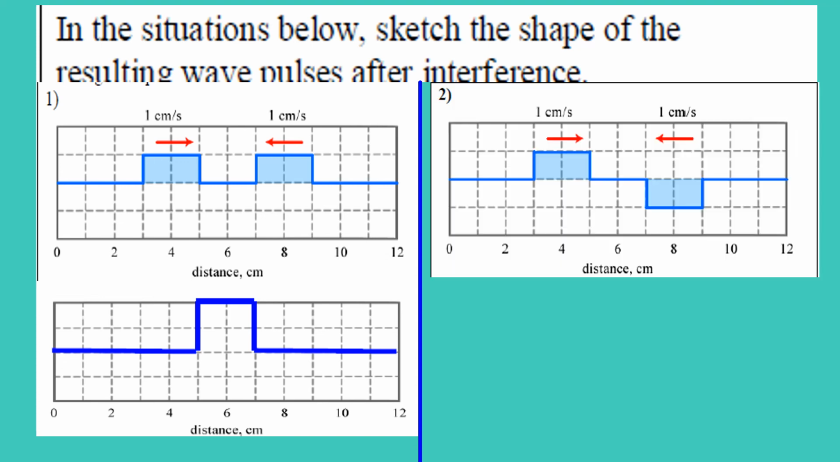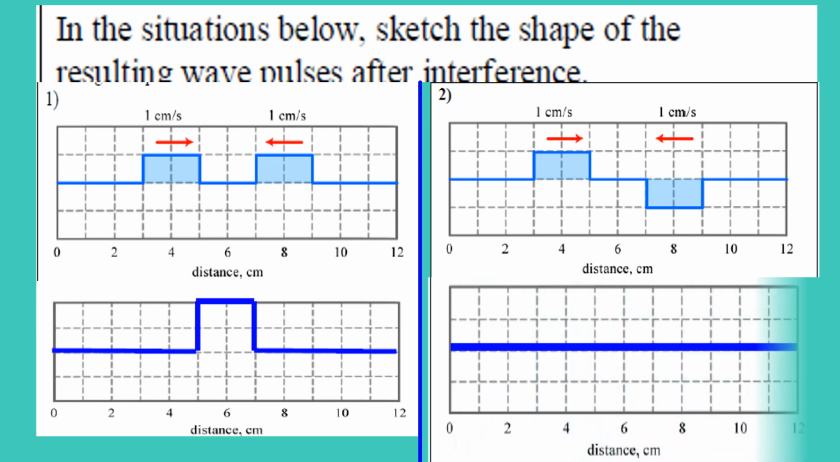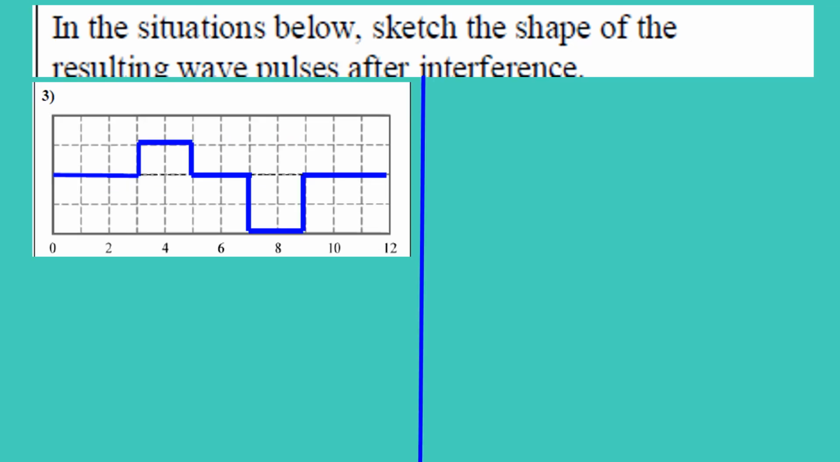Second example, we have one wave which is 1 centimeter per second meets with another wave which is out of phase of the first wave. So expectedly, when they meet, these two waves will just cancel each other. In the next two examples, can you explain what will happen to the resulting wave pulse after the interference?